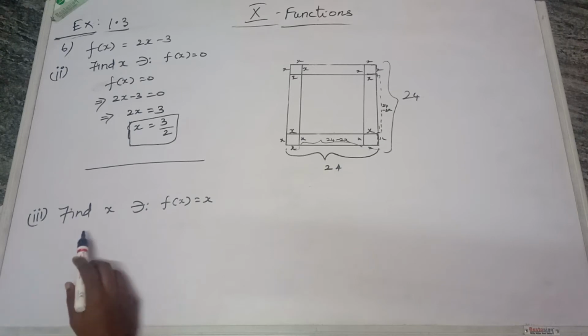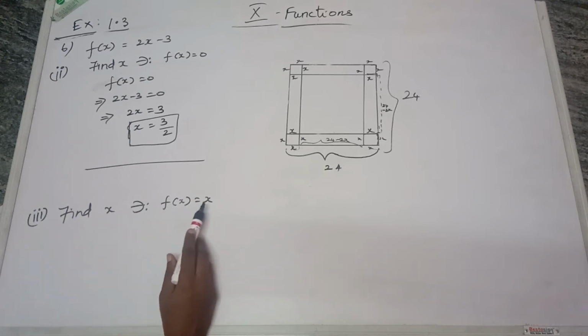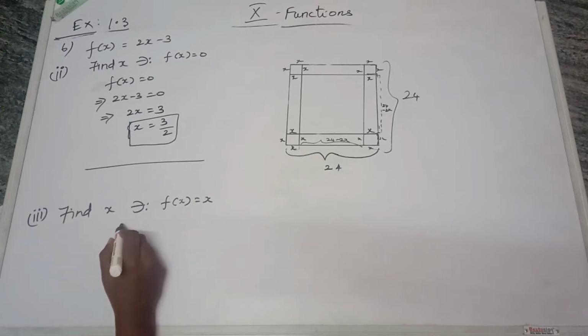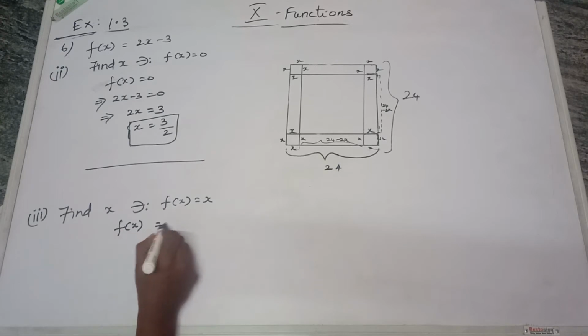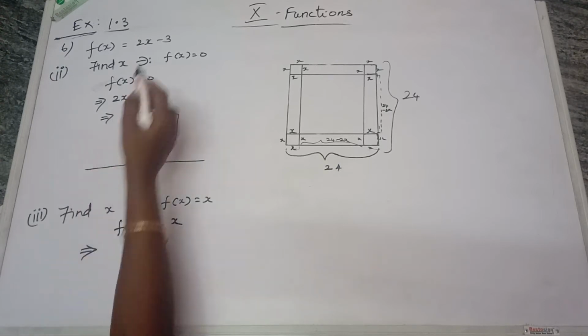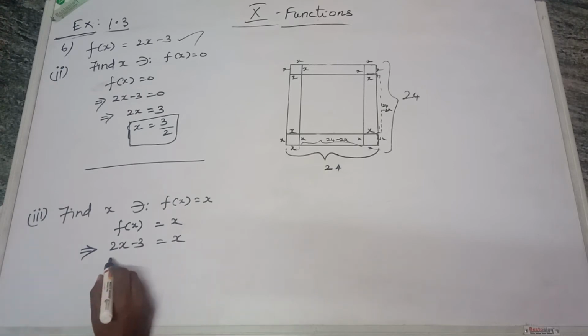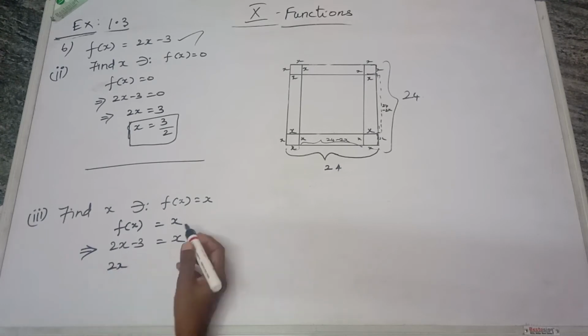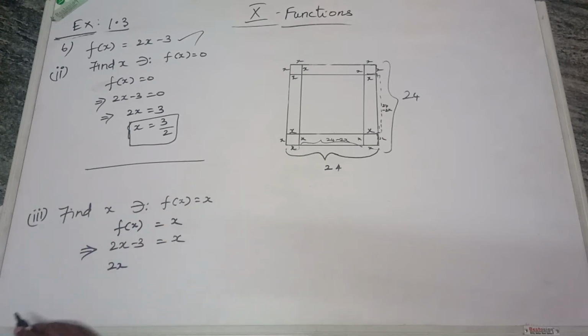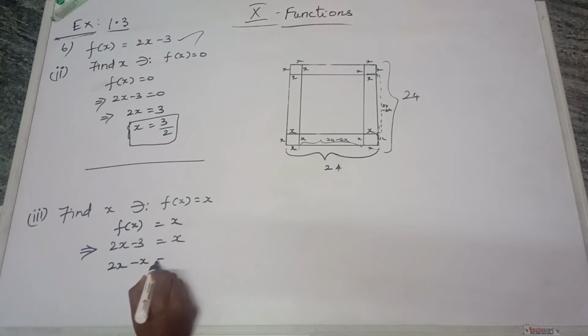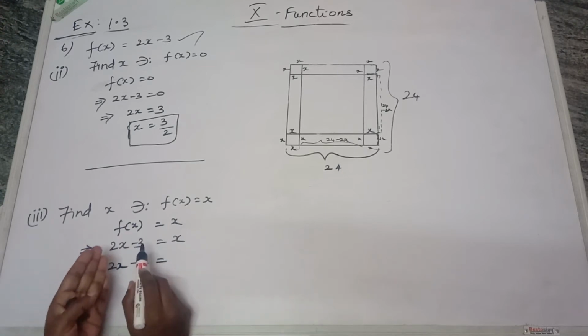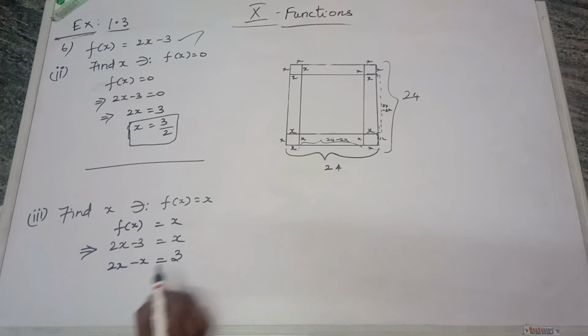It is finished. The third one is find x such that f of x equal to x. If f of x equal to x, what's the value of x? Here f of x is given in the question as 2x minus 3. So 2x minus 3 equal to x. You have to write the x terms together on one side. Here in 2x minus 3 equal to x, the one x on the right side you transpose to the left side, so it becomes minus x. The minus 3 on the left side you transpose to the other side, so it becomes plus 3.